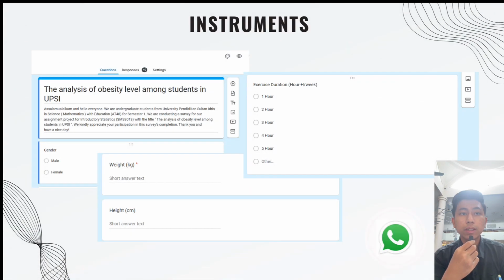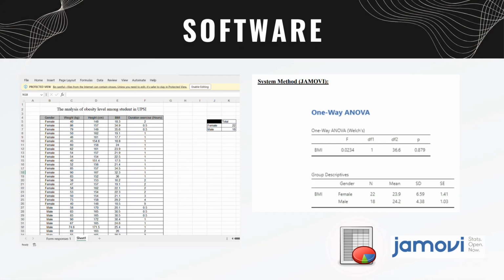For instrument, the data was collected by creating an online survey using Google Form consisting of various questions regarding obesity. After that, the survey link was distributed to participants through social media platforms like WhatsApp and Telegram. Additionally, Jamovi and Microsoft Excel were employed for data collection and analysis.